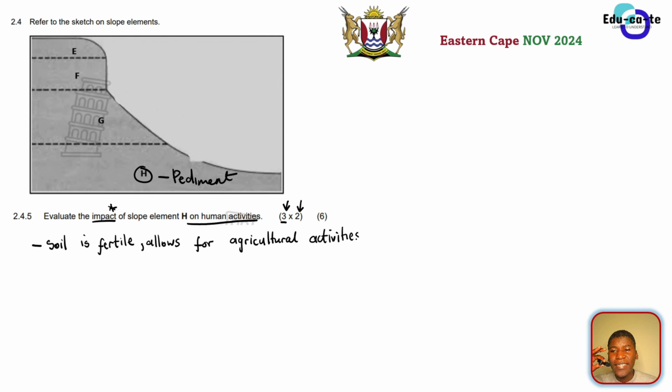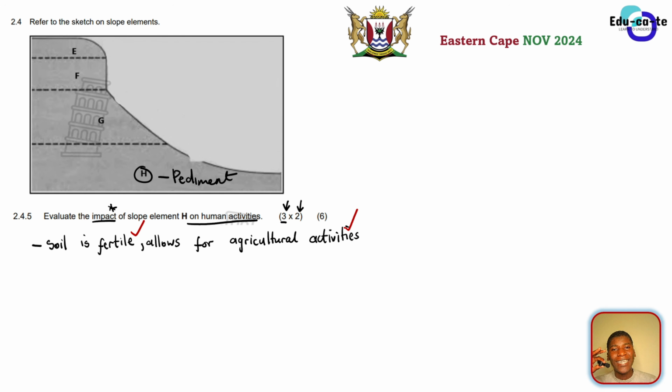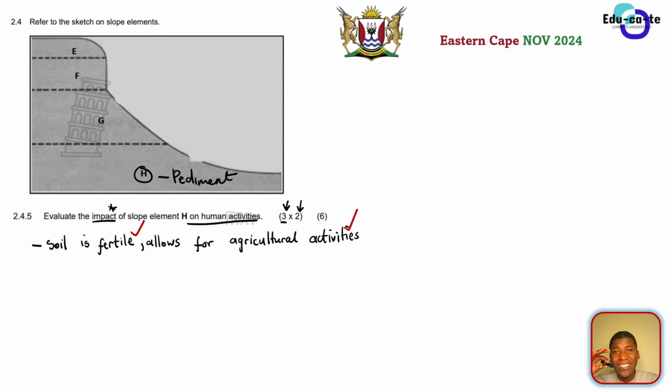When you are doing these questions whereby you have to answer something for 2 marks, you are explaining, you are evaluating. So here, the soil is fertile. That's a point. So how does that fertile soil impact us as humans? It allows for agricultural activities. If you just say that the pediment is suitable for agricultural activities, that's only going to be 1 mark, because you didn't explain what actually allows us to do agricultural activities on the pediment.